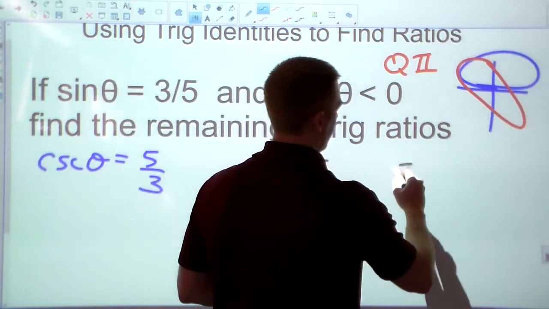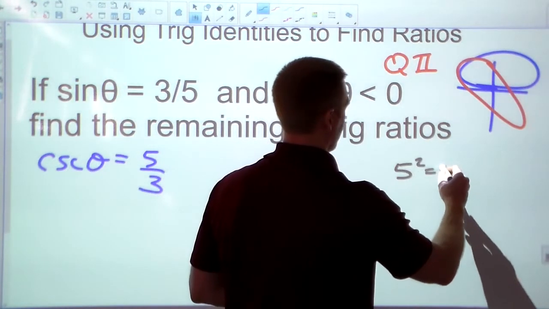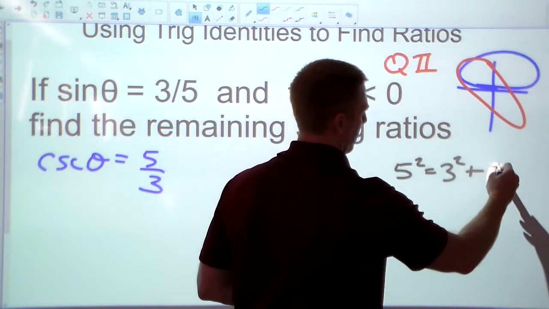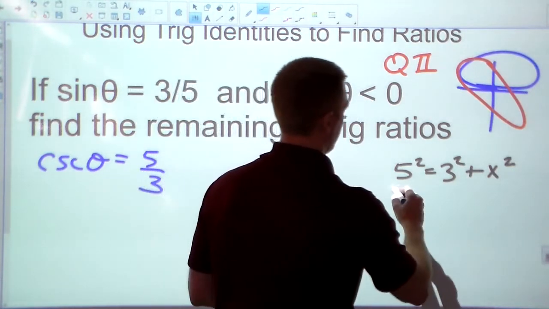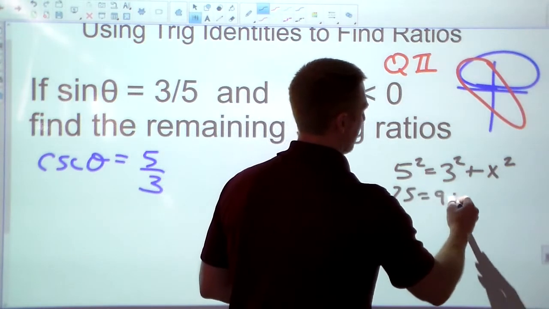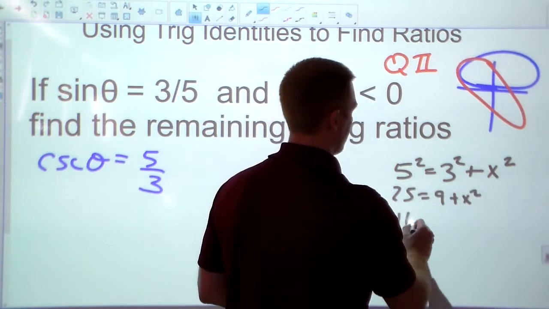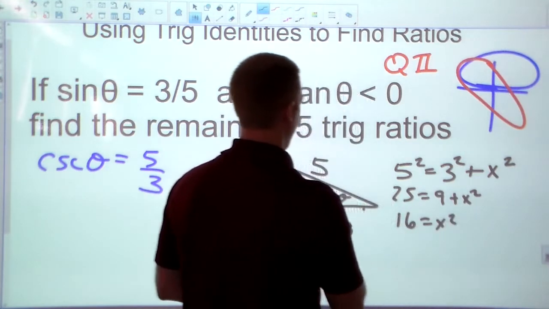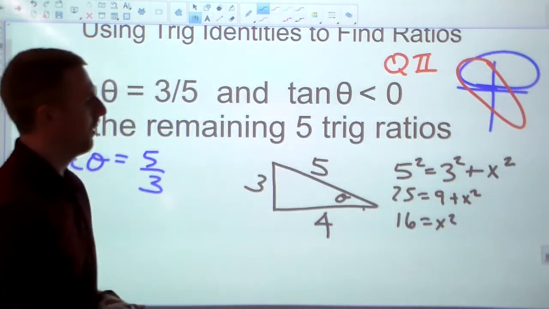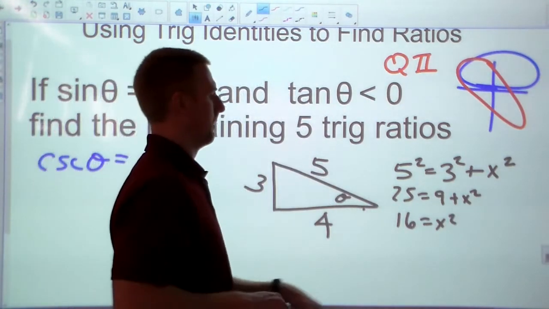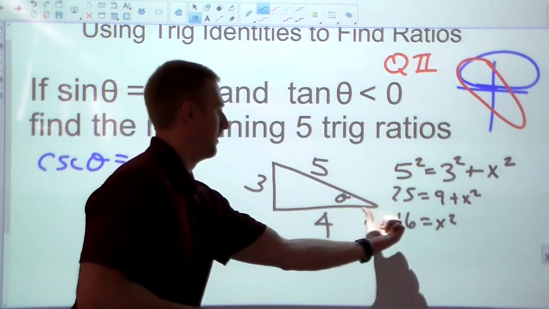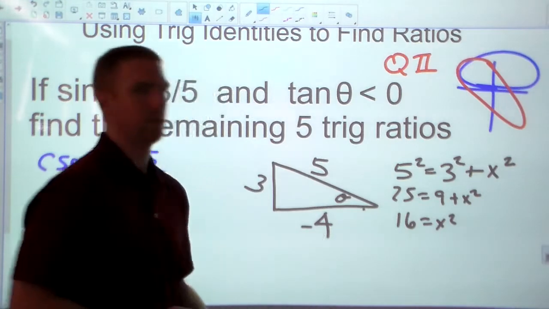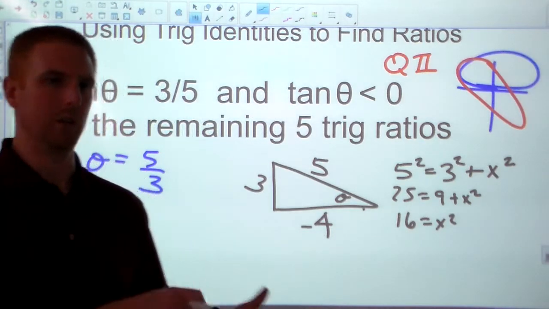If you did Pythagorean theorem, the hypotenuse squared would have to equal the short side squared plus the other leg we don't know squared. And you may not need to do all this, but I'm just showing you in case. 25 equals 9 plus x squared, so 16 would equal x squared. So x would have to be 4. And technically, I guess this is a good way to talk about this. X could be plus or minus 4. And since it's in the second quadrant, that does need to be negative 4. So just make sure however you get there, you do put negative 4.